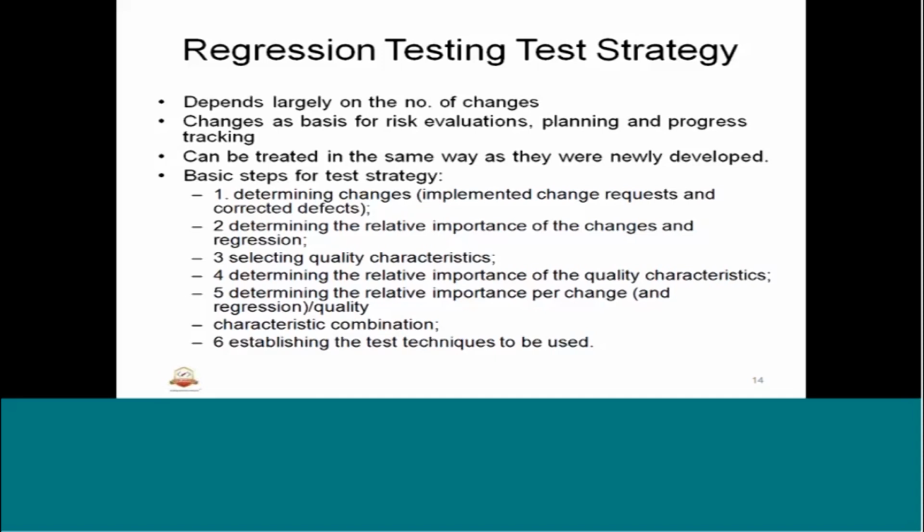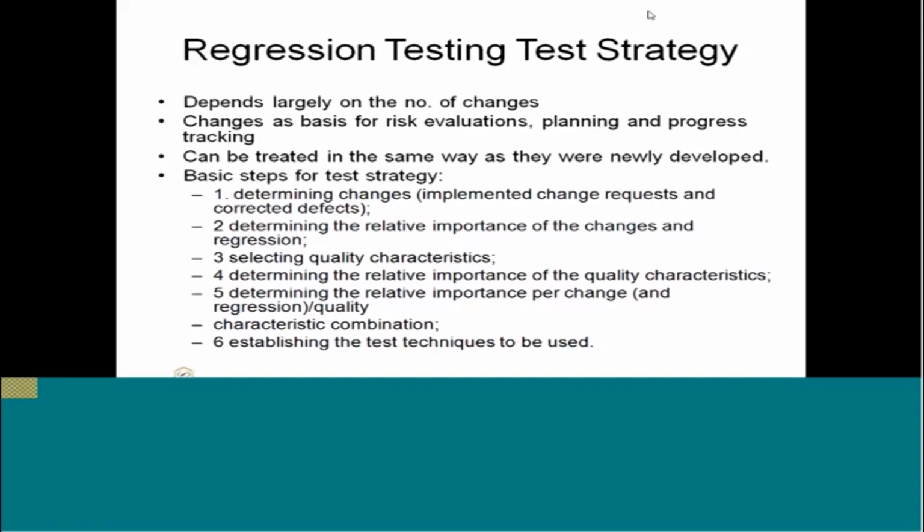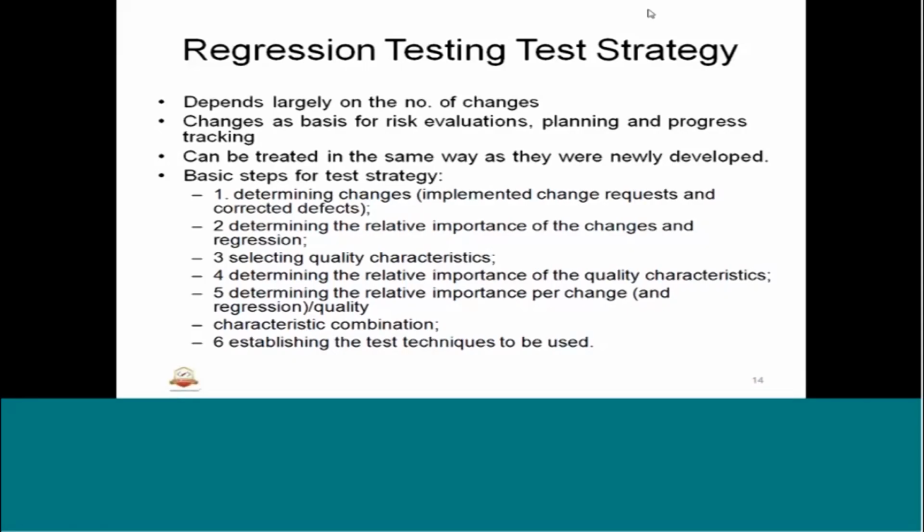The sixth one being establishing the test techniques to be used. A small correction. This will become 6 and this is, okay. So then we are going to establish the test technique for those identified changes. That is what the steps that are involved for regression testing.